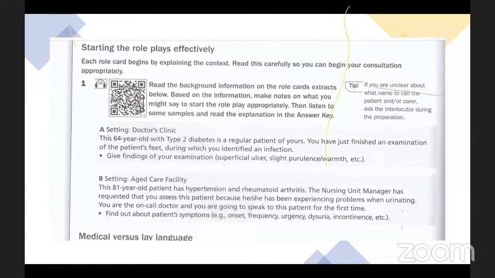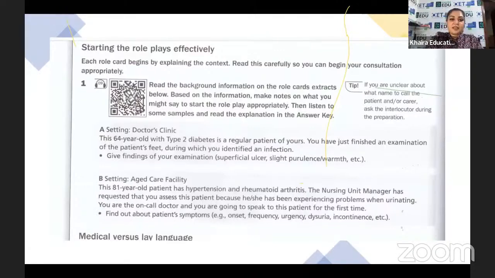Yes, ma'am. I have a question, ma'am. In this case, when we are introducing ourselves to the patient and confirming the name of the patient, is it a good idea that we tell the purpose of our visit so that the patient gets comfortable discussing personal things with us? Exactly. That is the second thing I was coming to.